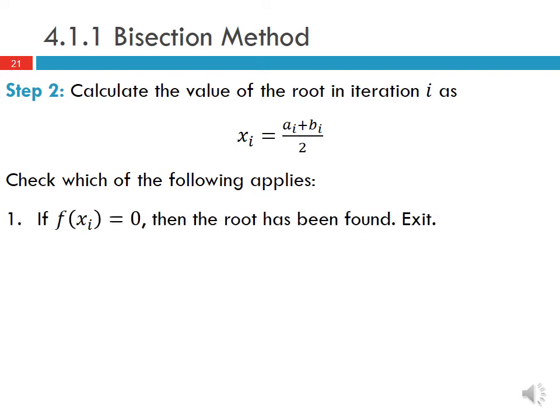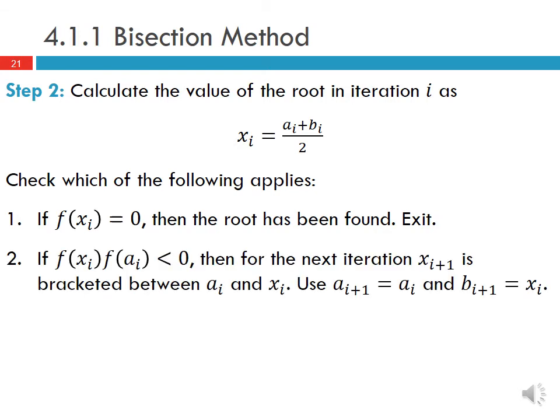If f(x_i) is equal to 0, then the root has been found and we can exit. If f(x_i) times f(a_i) is less than 0, then for the next iteration, x_(i+1), is bracketed between a_i and x_i. And so we update our interval. So a_(i+1) is still just equal to a_i, and b_(i+1) is now equal to x_i.